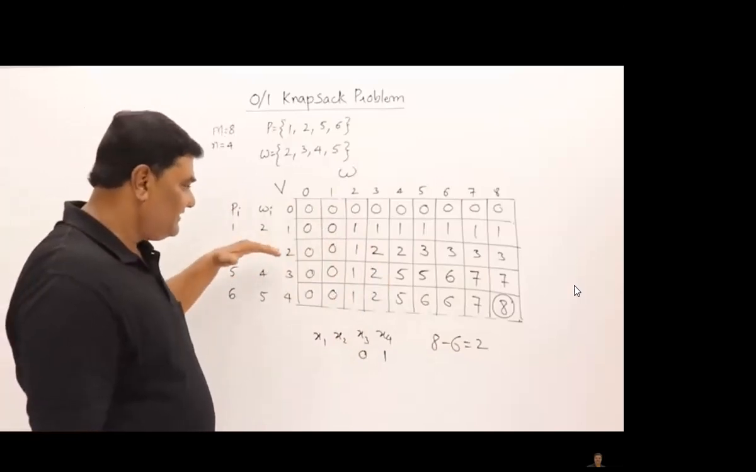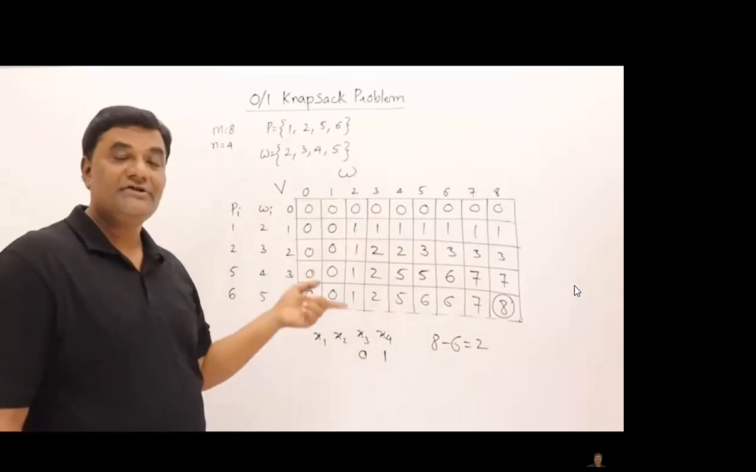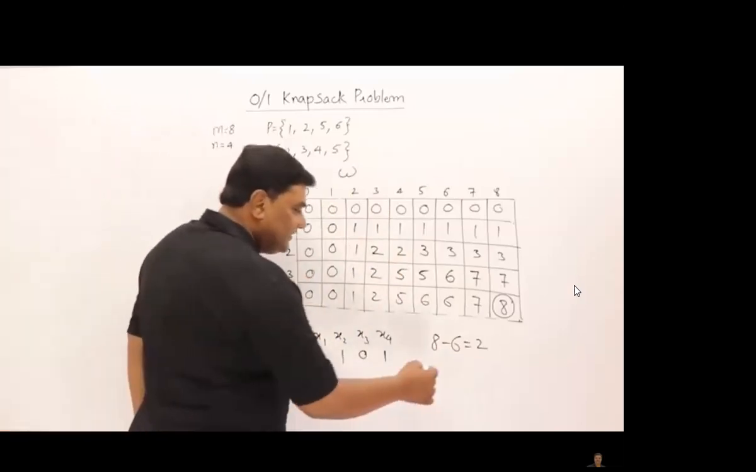Now let us consider the second object. Is 2 there here in the second row? Yes, 2 is there here. Is it there in the first row also? No. So it means we got this because of the inclusion of the second object. So take this as 1. So now remaining is 2 minus 2.